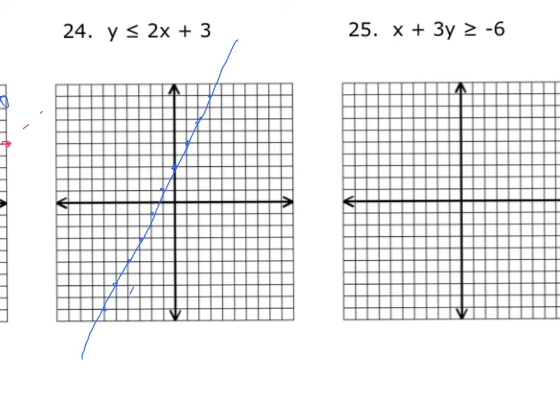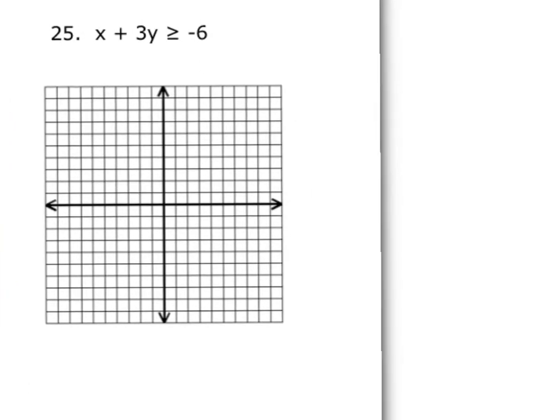So I will shade the lower region, or the region that's below the line. So there is my graph for the inequality. Okay, 25.